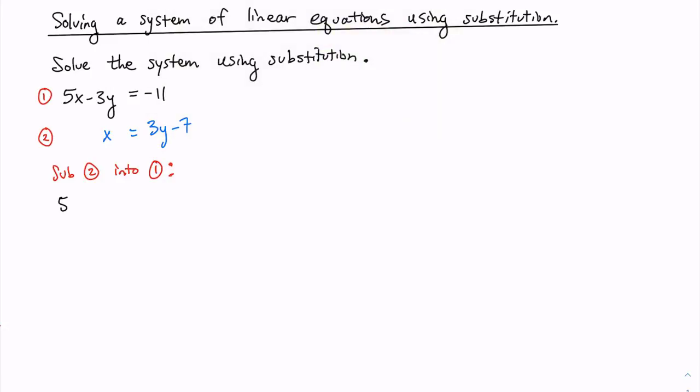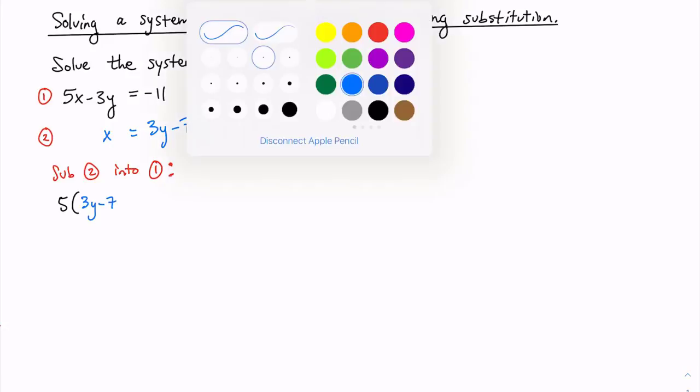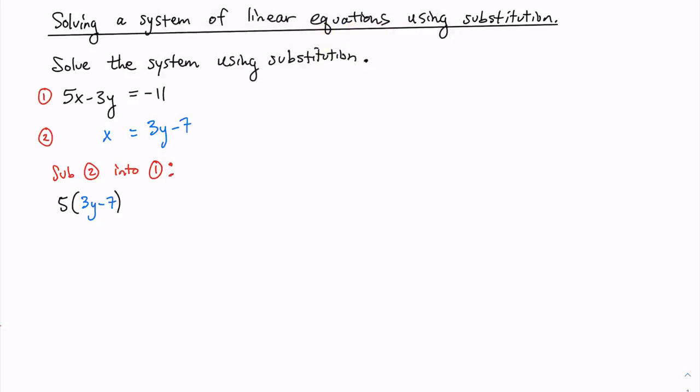So we have 5 times x. But what's x? x is going to be (3y - 7). So make sure you use parentheses when you're substituting. That's what we mean. And then minus 3y is equal to negative 11. Then you react to this and solve for y.